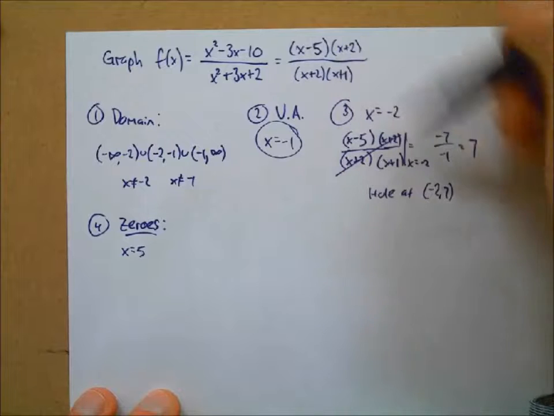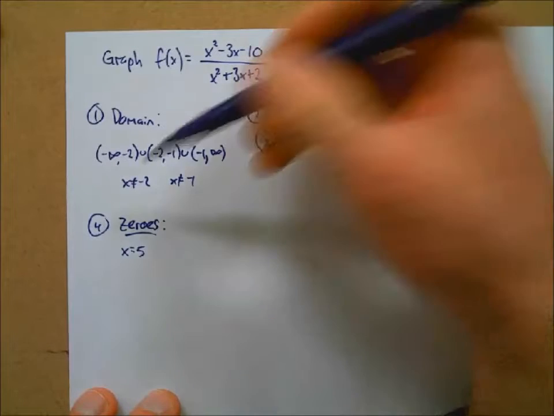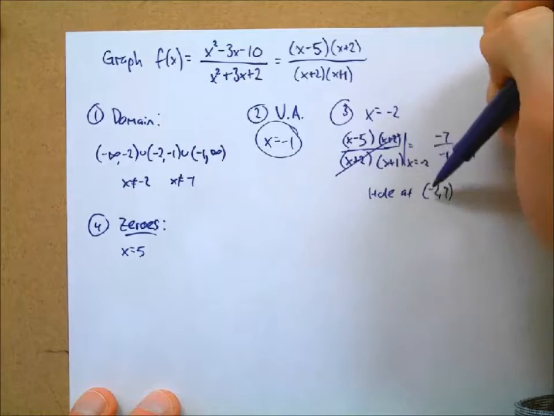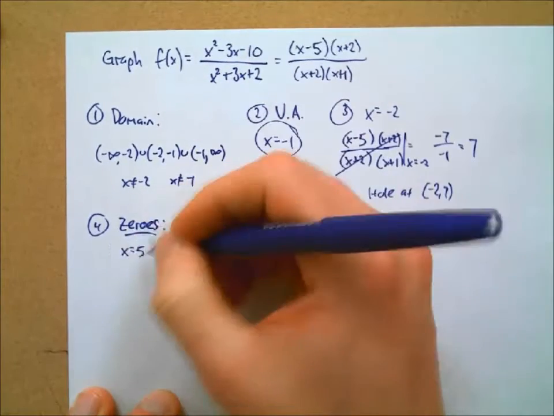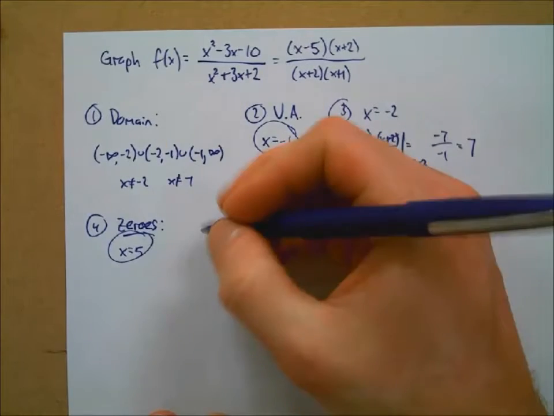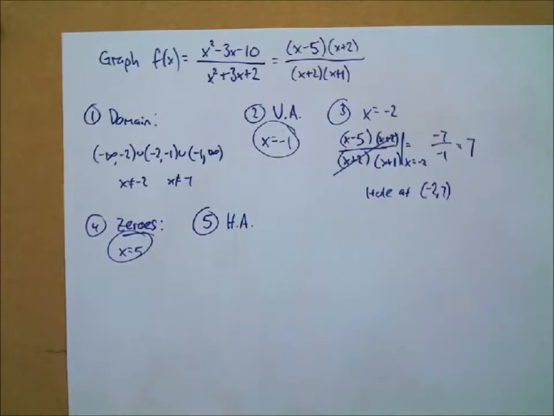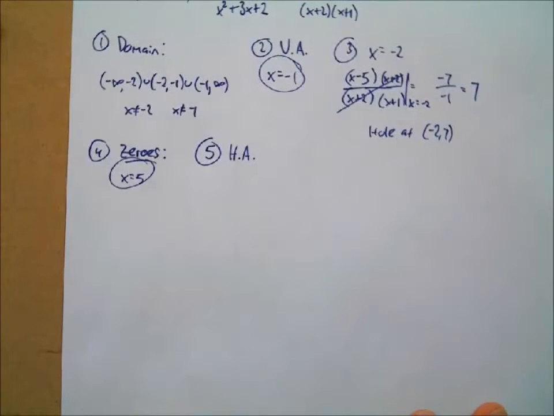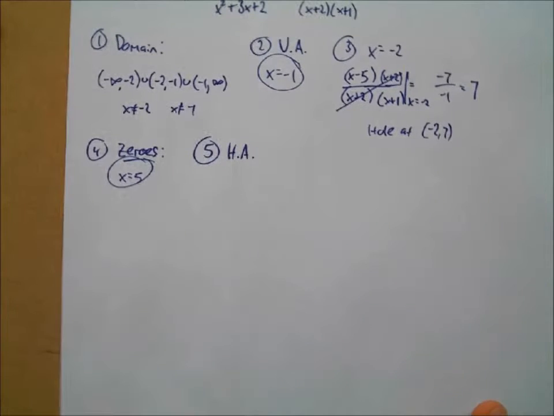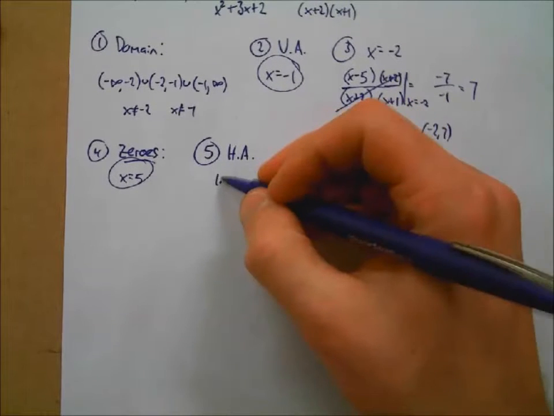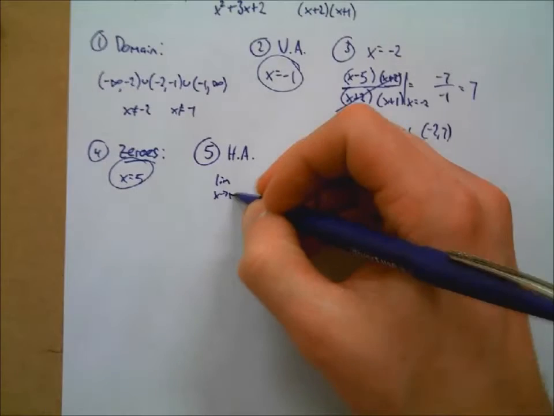Negative 2 is a hole, right? It's also restricted from the domain, because there's a hole there. So it can't be a 0. It's restricted. Okay, and then number 5, do we have any horizontal asymptotes? Yes, okay. And where are horizontal asymptotes? At x equals 1. Yeah, the limit as x approaches infinity of f of x.